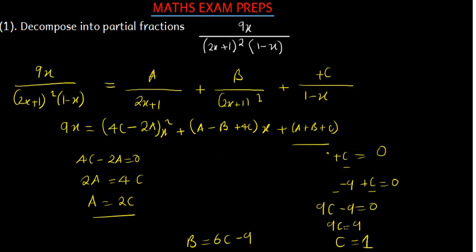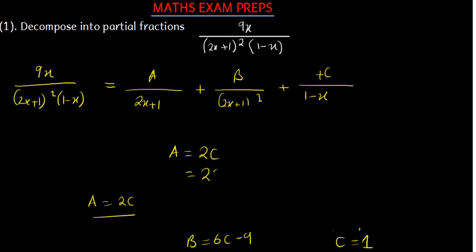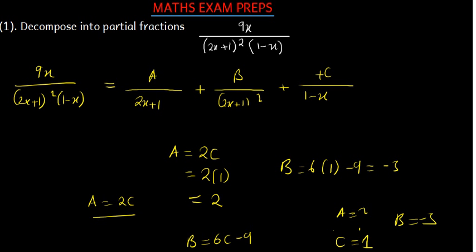So now that we know the value for C, we can determine the value for B and for A. We know that A is equal to 2C, and so that is going to be 2 times 1, which is equal to 2. Okay, so we are saying A is equal to 2, and then B is 6, where there is C we put 1, then minus 9, so it's 6 minus 9, which is negative 3. So B is equal to negative 3.